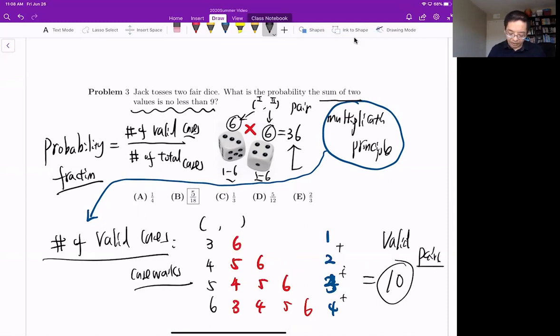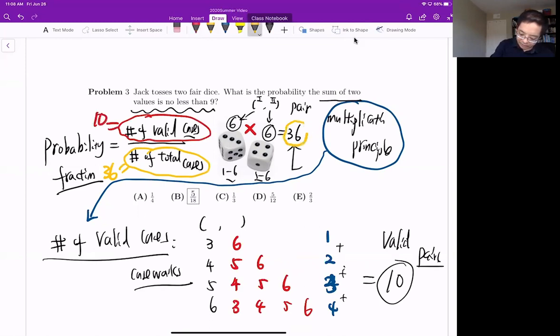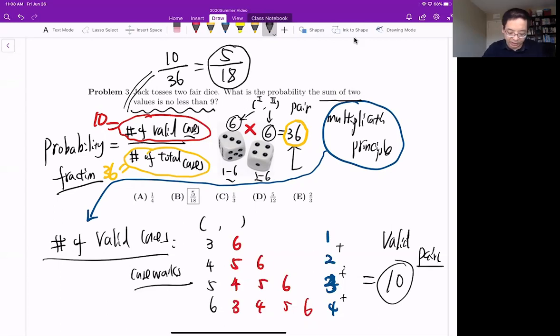Okay, all right. So then I just put everything back to the probability. The total number of cases, we calculate, equals 36, right? And then the total number of valid cases is 10. So the probability is just a fraction, 10 over 36. Now we can divide a common factor 2 from the denominator and numerator, so it will be 5 over 18. So 5 over 18, the fraction, is the probability.